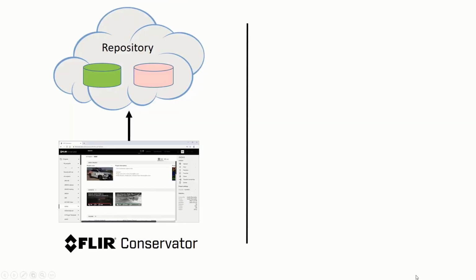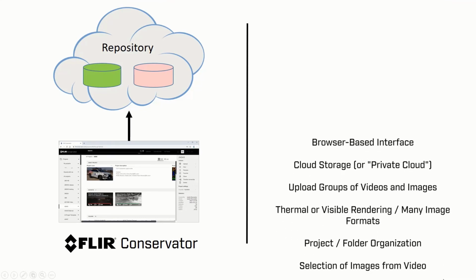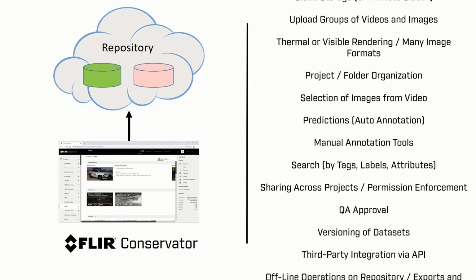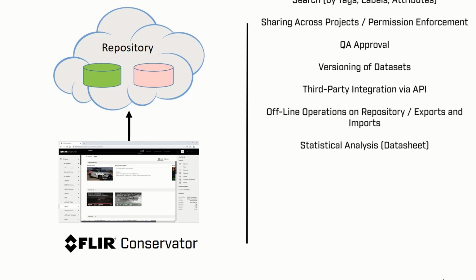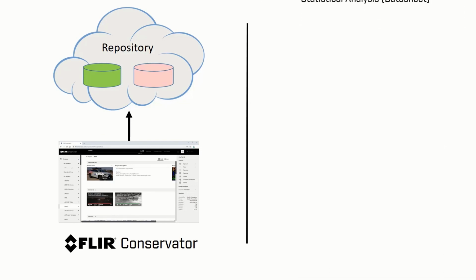To sum up, FLIR Conservator provides a comprehensive database, infrastructure, and toolset that allows teams to create image datasets. Image datasets are the source code required to train and test neural networks, the engine of today's intelligent vision devices.